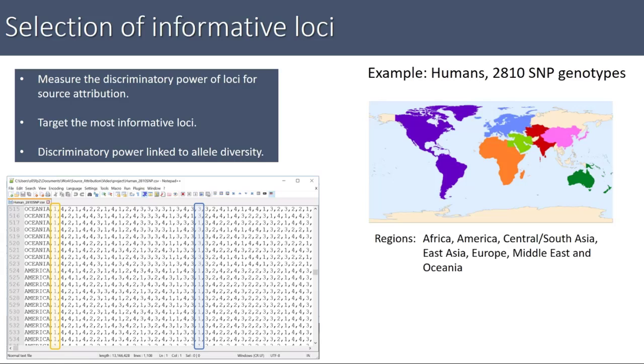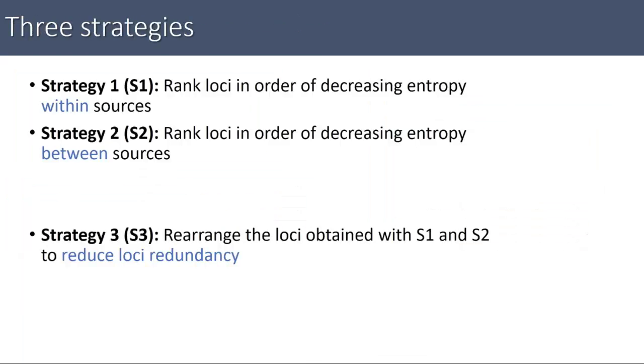This tutorial will illustrate the use of the methods for humans from the 7 regions shown in the map. Genotypes in this dataset consist of 2,810 SNPs. The program allows us to sort the importance of loci following 3 strategies. Strategies 1 and 2 are based on the entropy within sources and between sources, respectively. Strategy 3 sorts loci in order of increasing redundancy. We normally use it to fine-tune the orderings obtained with strategies 1 and 2 to correct for redundancy.